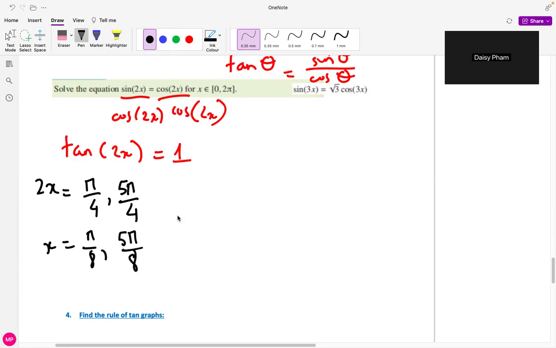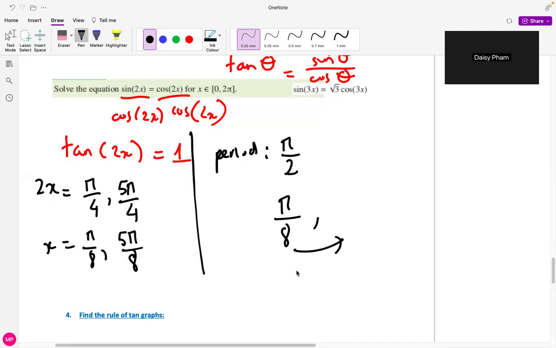Okay. Then pretty much the same thing. You're going to get a period and you're going to check if your domain has a lot more solutions or not. So the period is pi over n, which is pi over 2. Now you start with pi over 8 and then you add in a period. So pi over 2, if you make it over 8, will be 4 pi over 8. Pi over 8 plus 4 pi over 8 is 5 pi over 8. So this is how we double check. We got that right.